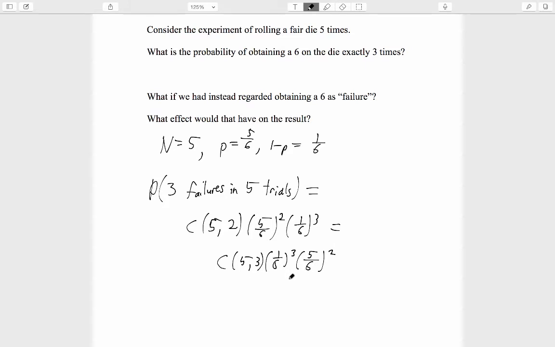This expression here is exactly what we found back when we were looking at rolling a 6 as a success rather than as a failure. So if we look at it as a failure, we write down this expression. If we look at it as a success, we write down this expression, but these 2 expressions are in fact equal. What's the conclusion? It doesn't actually matter which one you think of as success and which one you think of as failure. For any specific computation, you have to pick one and stick with it.